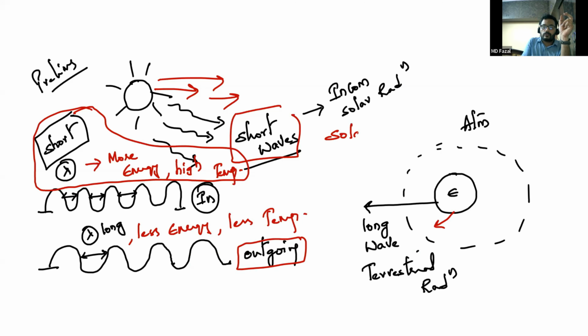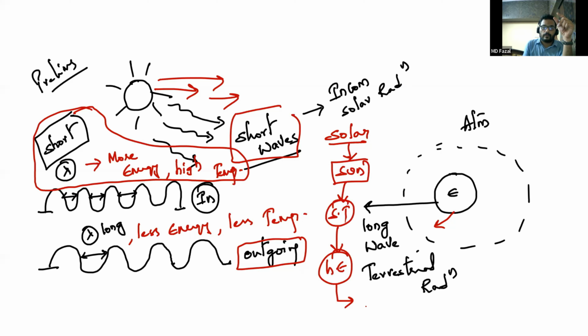What are the solar waves? Solar waves means which are emitted from the sun. This was asked in your exam. Which are short, which have high energy, temperature is very high, and the wavelength gap will be very short, and these are very powerful.